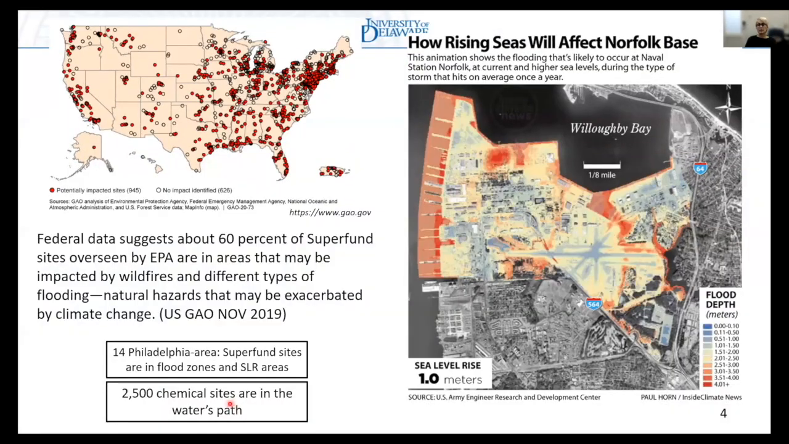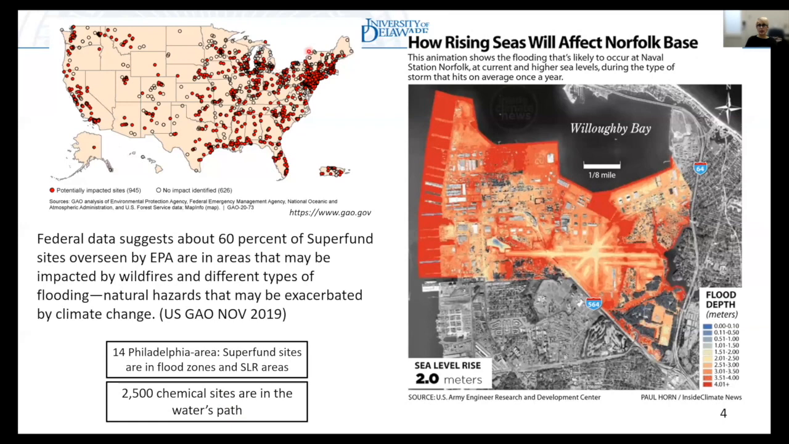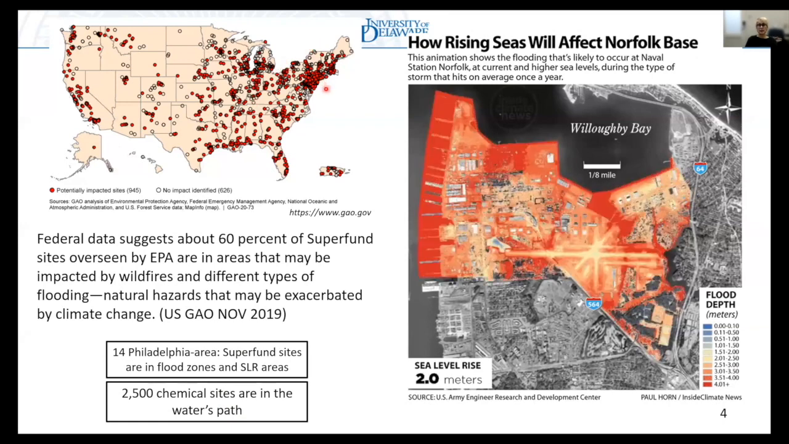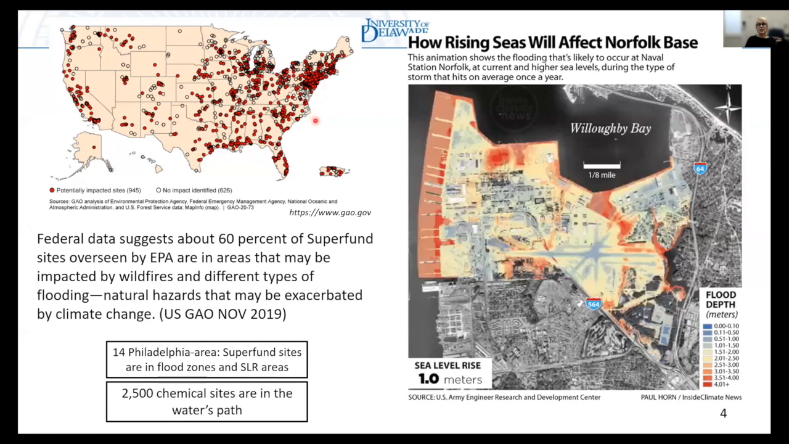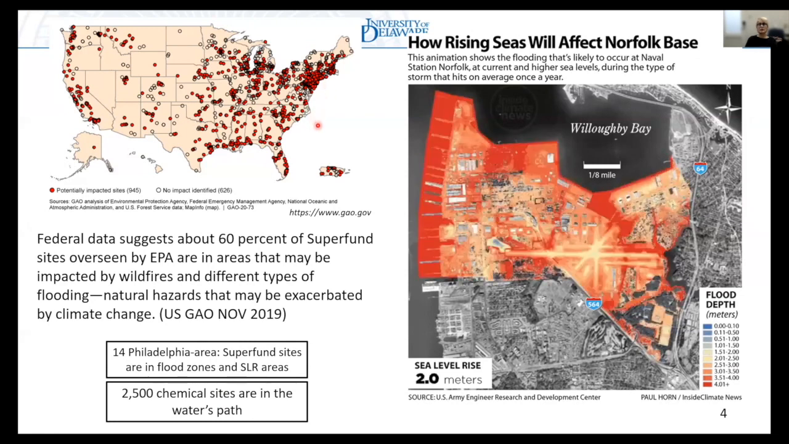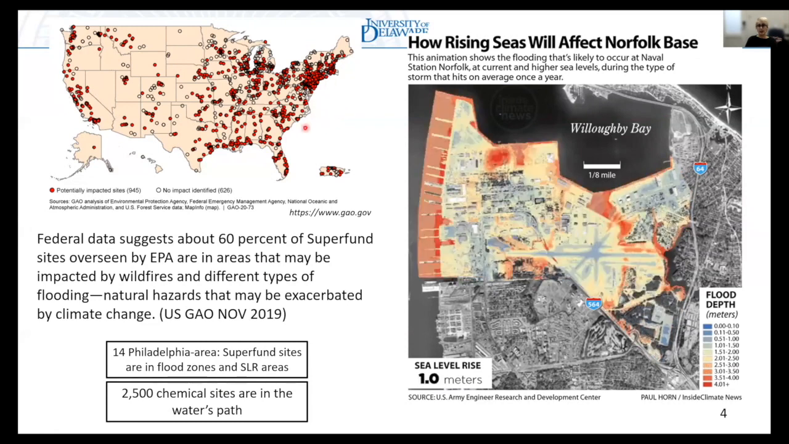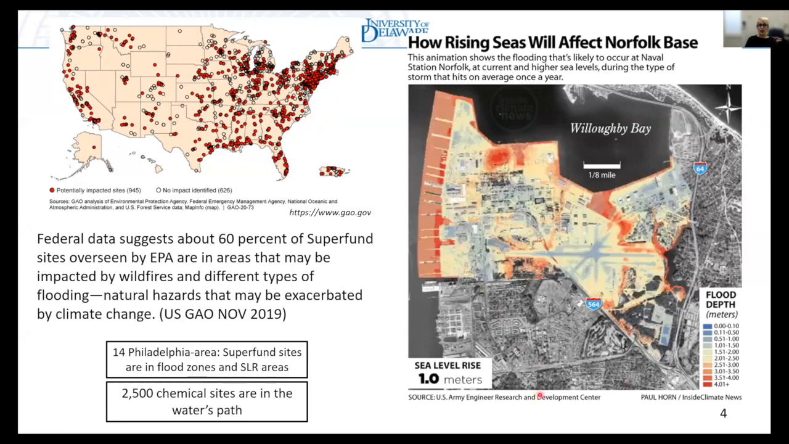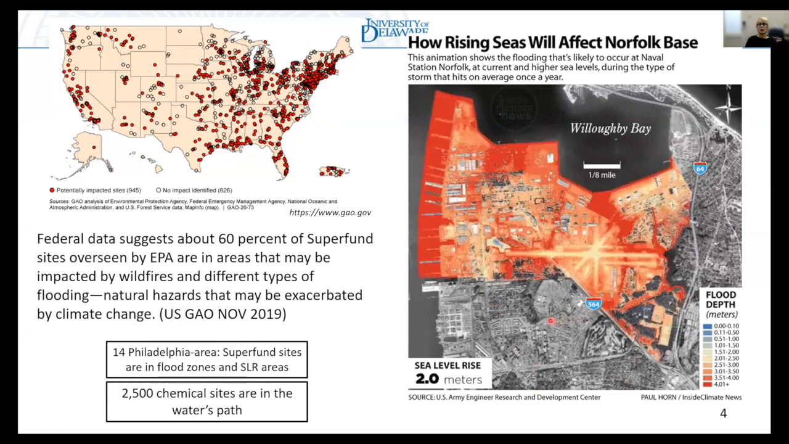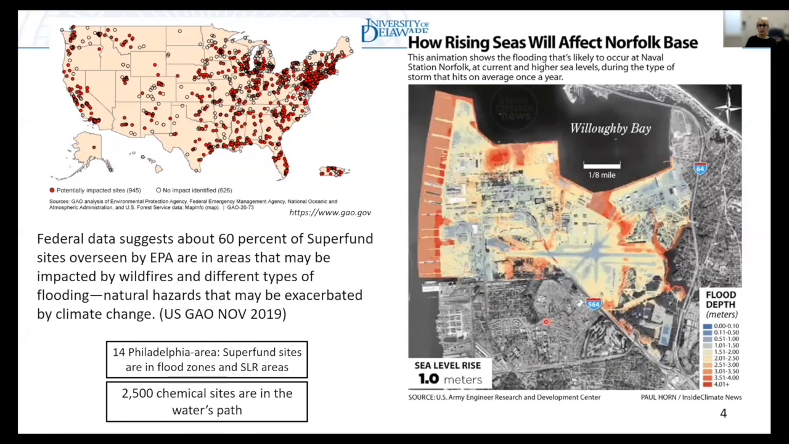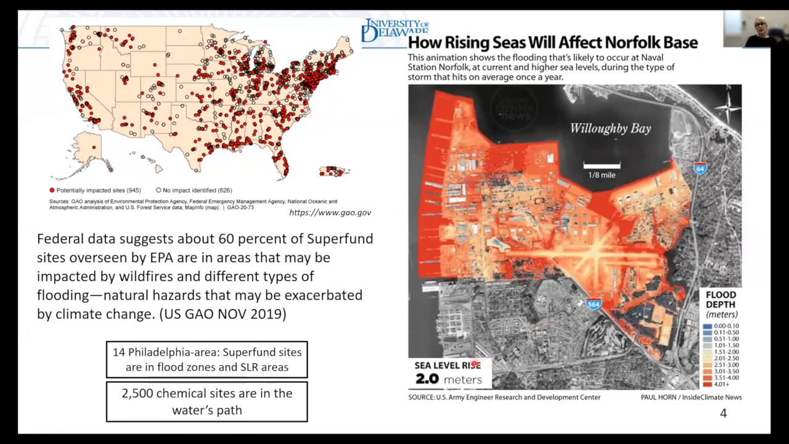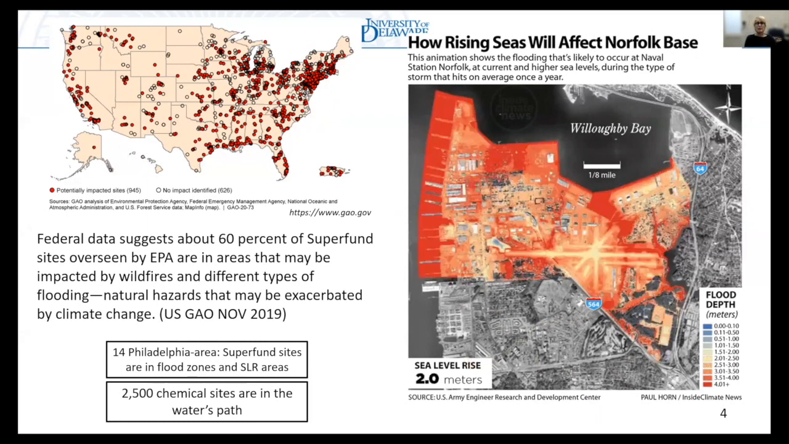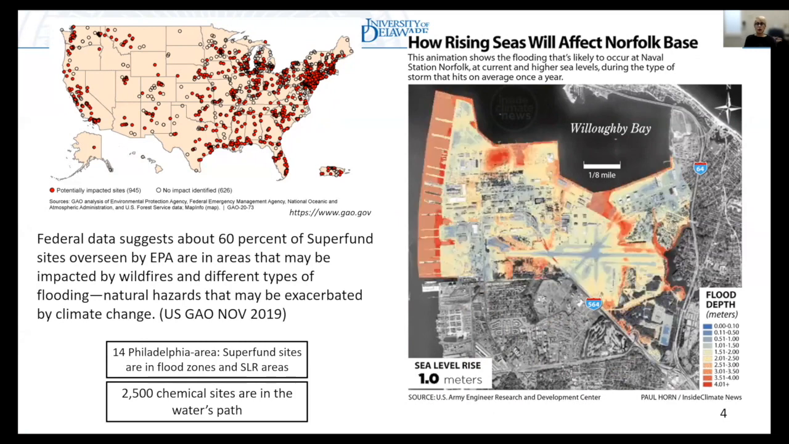What makes sea level rise even more important is the fact that contaminated sites are in the areas that may be impacted by flooding or sea level rise. Federal data suggests that about 60% of Superfund sites in the United States are in areas that may be impacted by different types of sea level rise induced flooding. Here we are looking at the Naval Station Norfolk at its current and higher sea levels during the type of storms that hits on average once a year. This highlights the correlation between sea level rise, flooding, and important coastal sites.